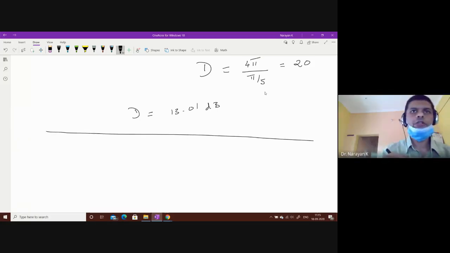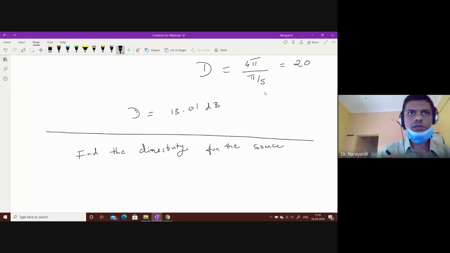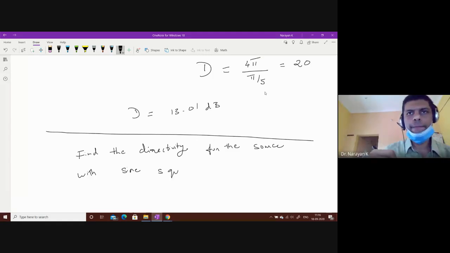One more problem we'll do. Find the directivity for the source with sine squared power pattern.